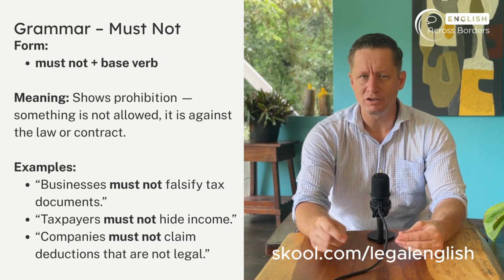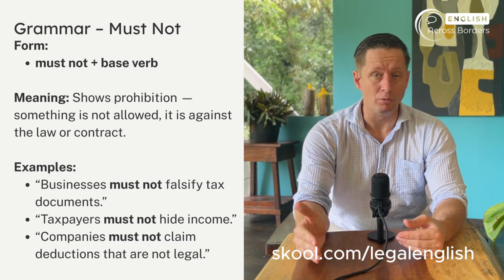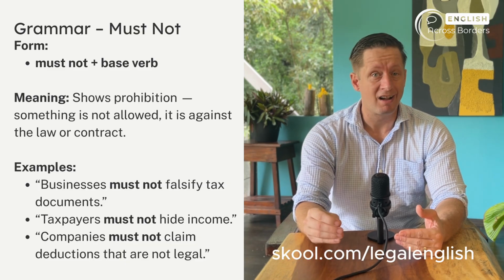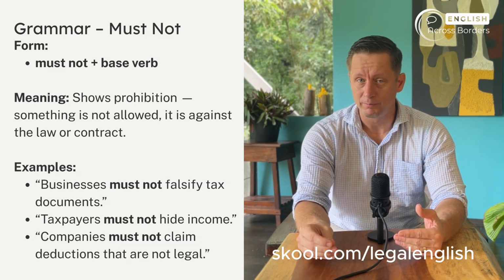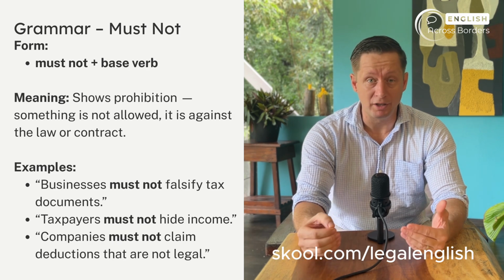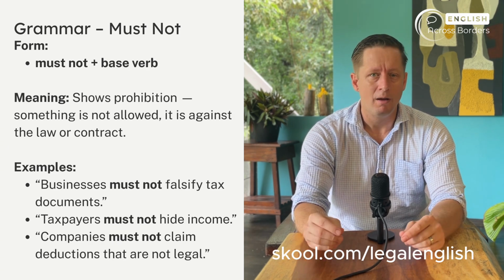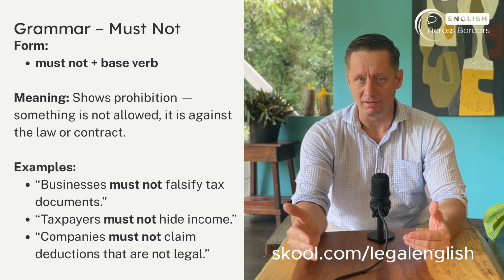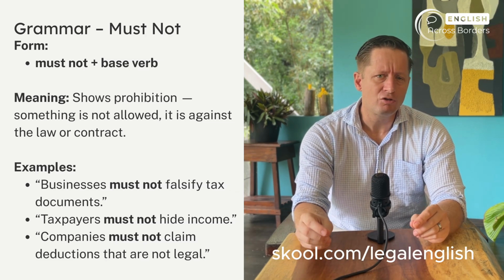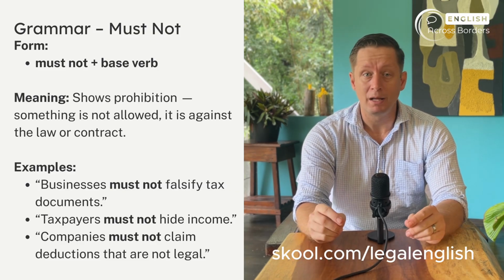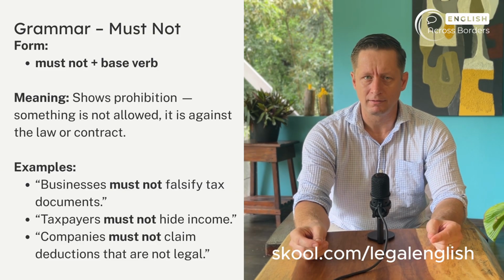Tax law doesn't just explain what people must do, it also makes clear what people must not do, because the consequences are serious. So remember, must and have to express an obligation. You must do this. Must not is a prohibition. You cannot do this. Together, these structures help lawyers explain tax law clearly and professionally to clients.